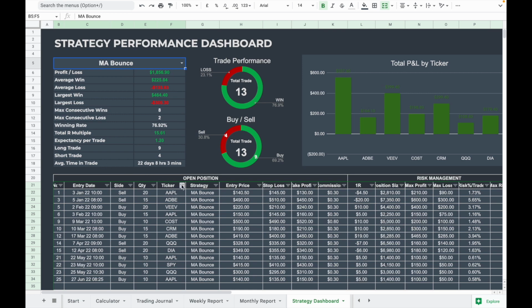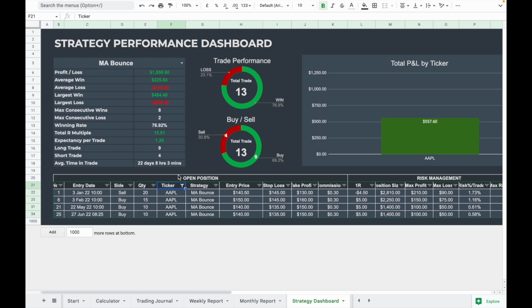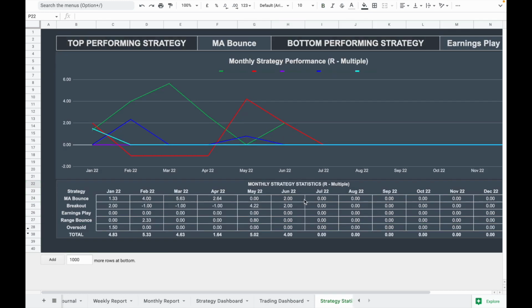Besides that, you can filter by ticker to find the win rate for a particular ticker when using the strategy. There is also a strategy statistics section to show you the best and worst performing strategy, as well as a comparison of strategies by month. The weekly, monthly, and strategy reports in this trading journal are very useful for traders to evaluate their trading strategy, identify strengths and weaknesses, and make informed decisions to improve their performance.